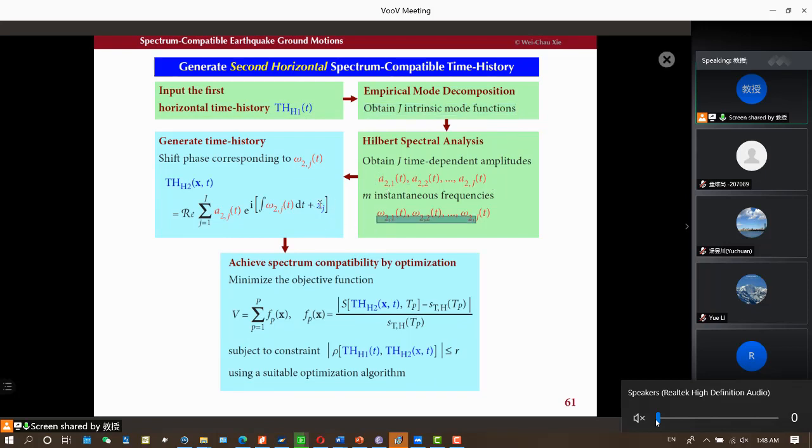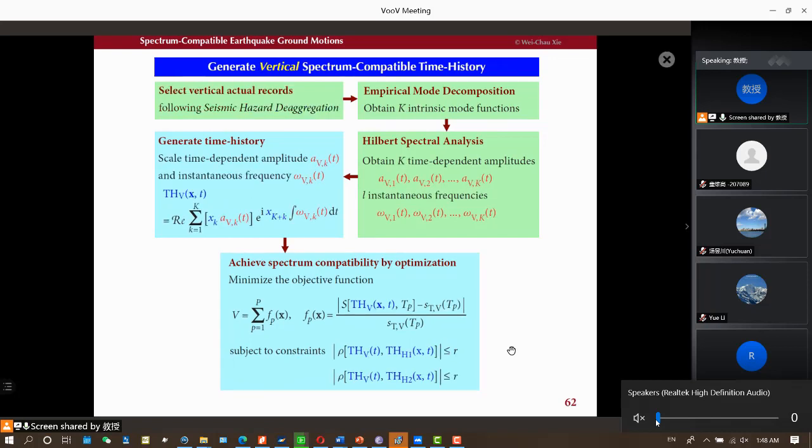And for the vertical direction, we find an actual record in the vertical direction, decompose it to find the K IMFs, and find the amplitude and the frequency. Now we modify the amplitude and the frequency to obtain spectral compatibility by minimizing the error, with the constraint that the coefficient of correlation between V and H1, between vertical and horizontal 2, must be less than a code specified value. Okay, so that's the example.